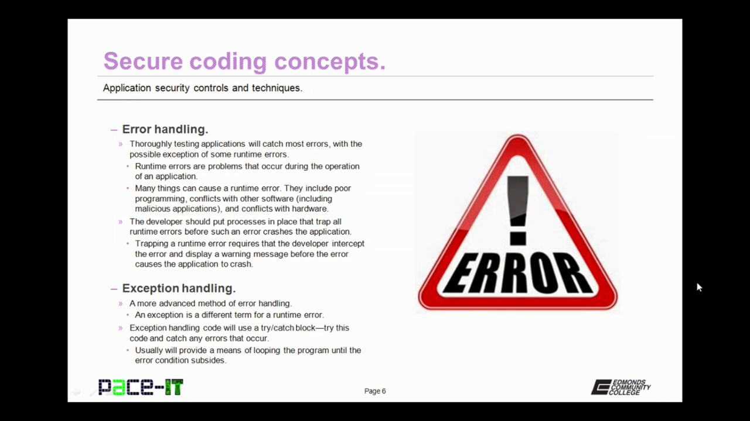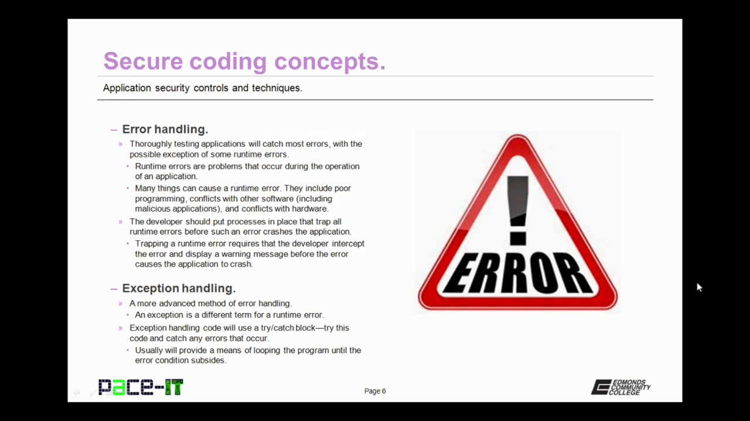Thoroughly testing applications during the development process will catch most errors, with the possible exception of some runtime errors. Runtime errors are problems that occur during the operation of an application. Many things can cause a runtime error. They include poor programming, conflicts with other software, including malicious applications, and conflicts with hardware. The developer should put processes in place to trap all runtime errors before such an error crashes the application. Trapping a runtime error requires that the developer intercept the error and display a warning message before the error causes the application to crash.